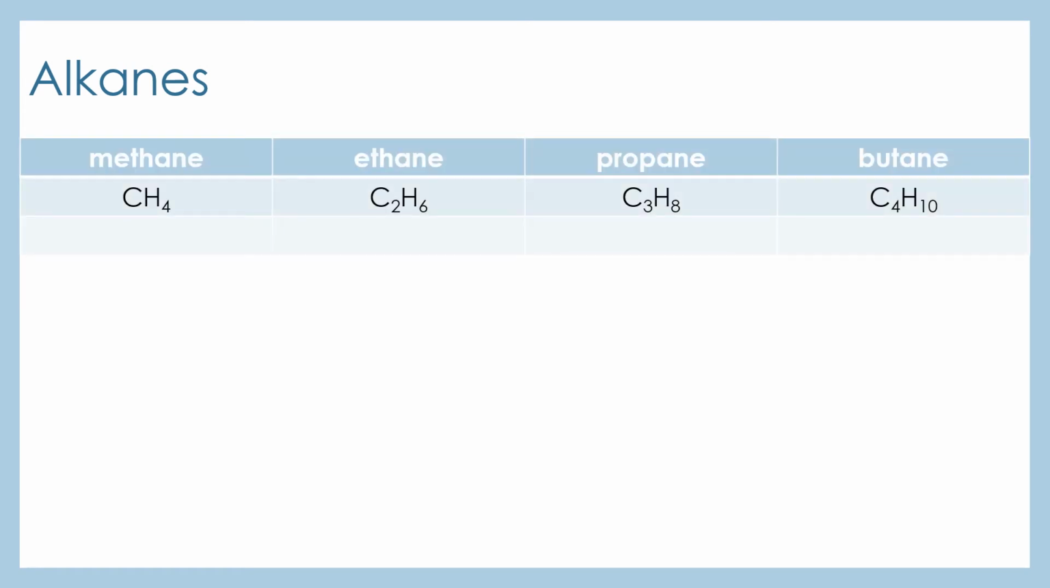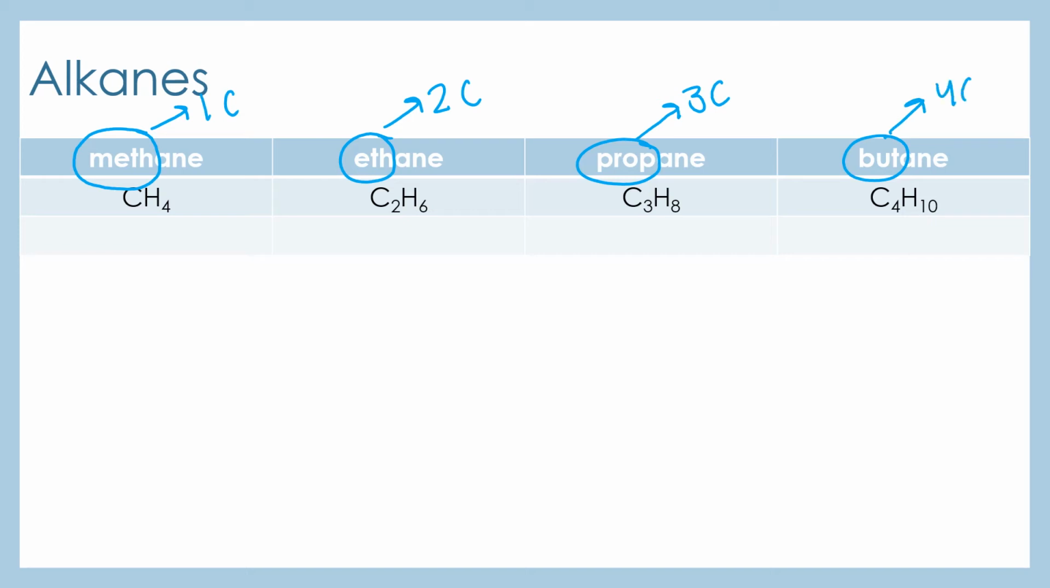So let's take a look at alkanes. There are some prefixes that you can start to memorize now. Methane is CH4, ethane is C2H6, propane is C3H8, butane is C4H10. Something that you could start to memorize now that will come in handy later is that meth means that there is 1 carbon in the compound. Eth means 2 carbons. Prop means 3 carbons, and but means 4.